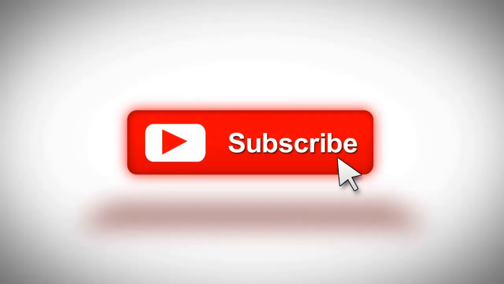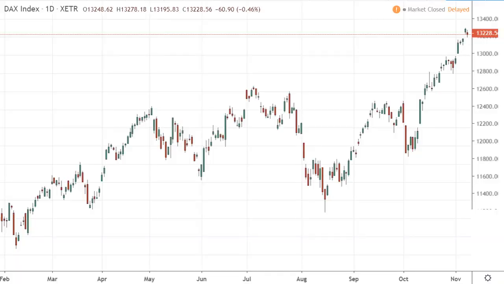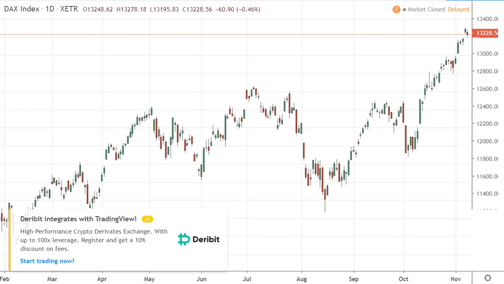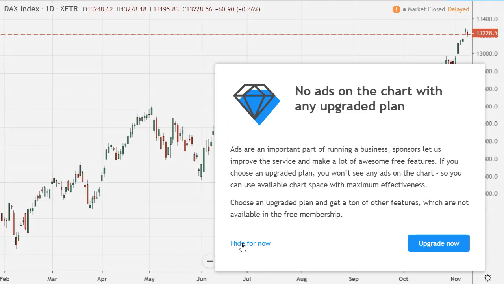Welcome to the first part of the pullback trading strategy. Let me just dive right into it. This is the German DAX, which is an index in the European German stock market.